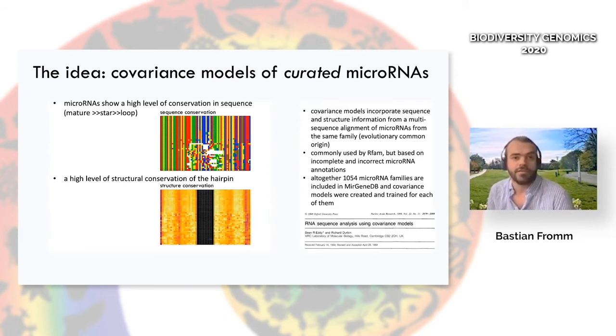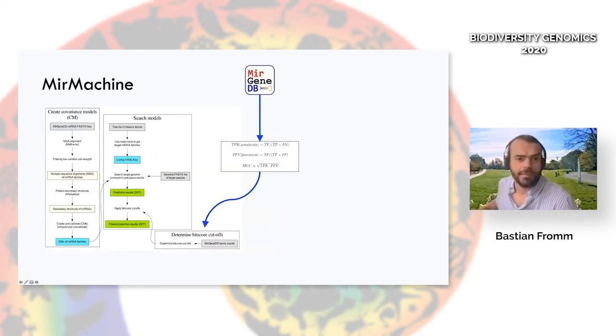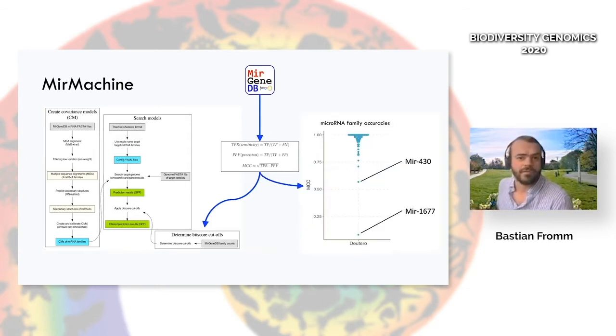RNA family annotation webpage, where you use covariance models that take into account the sequence conservation and also the structural conservation, as depicted here. The lighter it is, the more structured. Now, what you do is build models for each family in MirGeneDB, that is more than 1,000, and we implemented this in our pipeline, MirMachine, here. I'm not going to go into the details. Essentially, we built models for every single family, and then looked at how accurate these models are at predicting microRNAs.